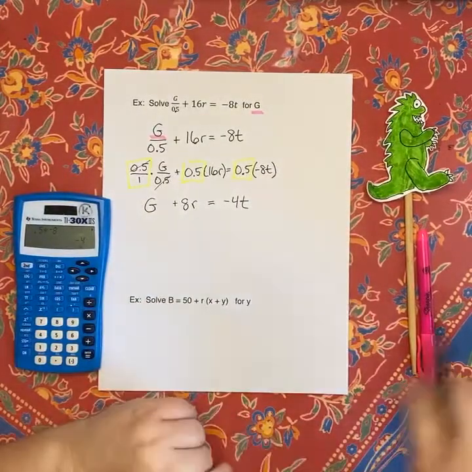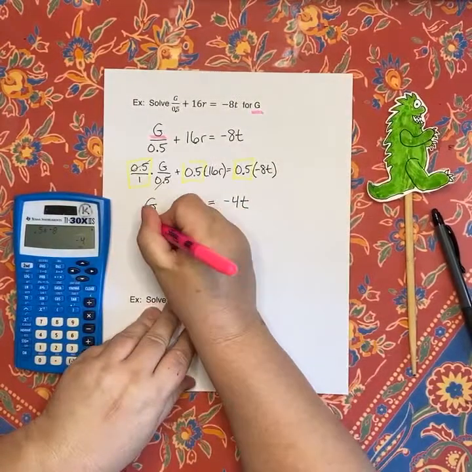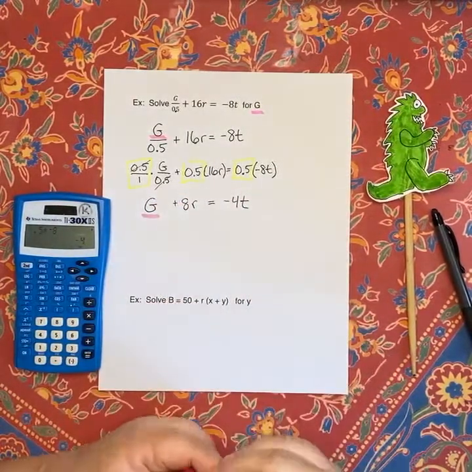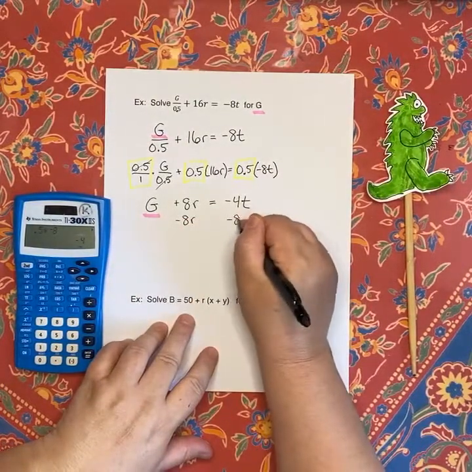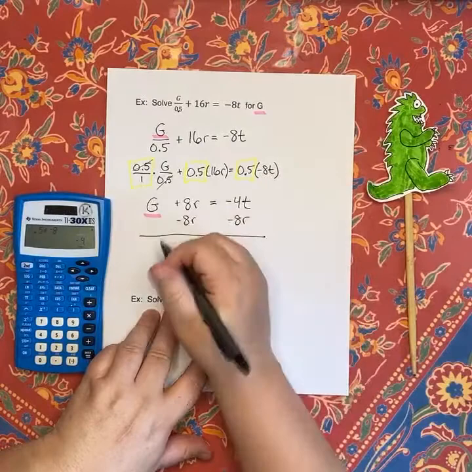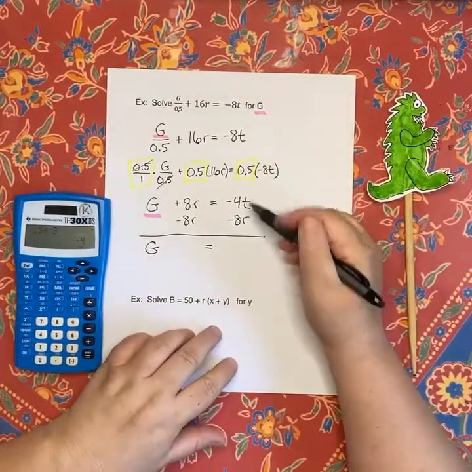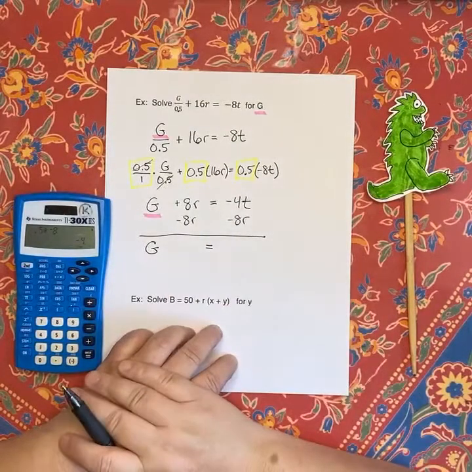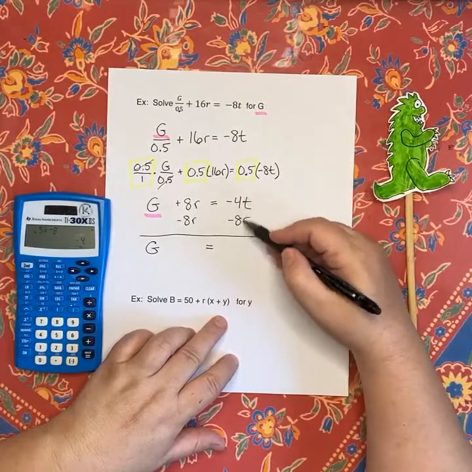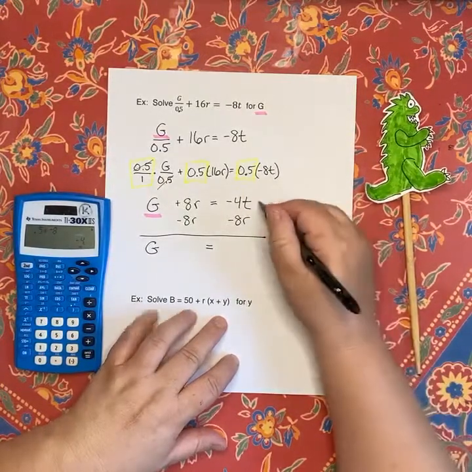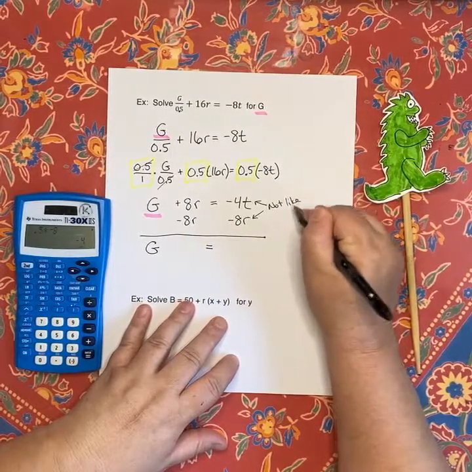Okay. Now that we've cleared that nasty 0.5 from the denominator, here's my G. What do I do to get it by itself? Let's subtract 8R from both sides. Now, here's the thing. A lot of people, and I wrote it on top on purpose, this is sloppy work on my part because I really shouldn't write two things underneath each other if they don't match. These are not like terms. Not like terms. But sometimes this happens.